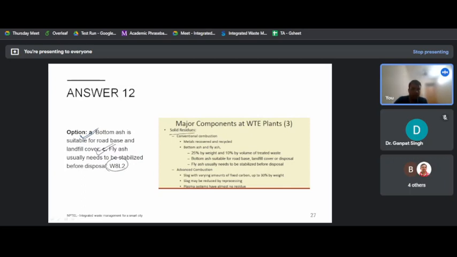Here we can see the solid residues. When we are doing conventional combustion, we will have bottom ash and fly ash. Bottom ash is suitable for road base, landfill cover or disposal, and fly ash will need to be stabilized before disposal. In advanced combustion, we will have slag.